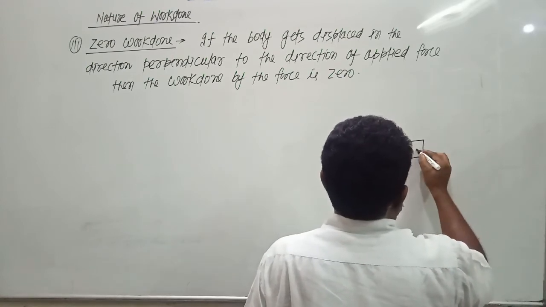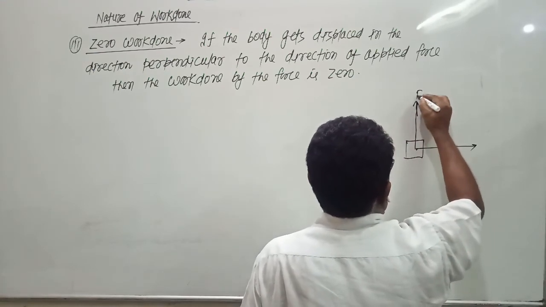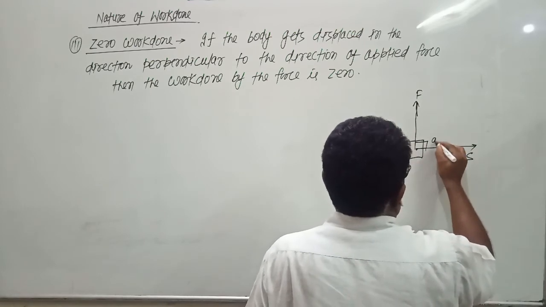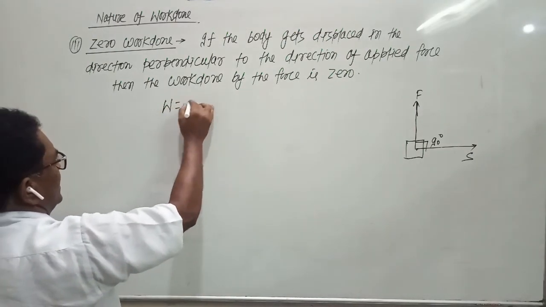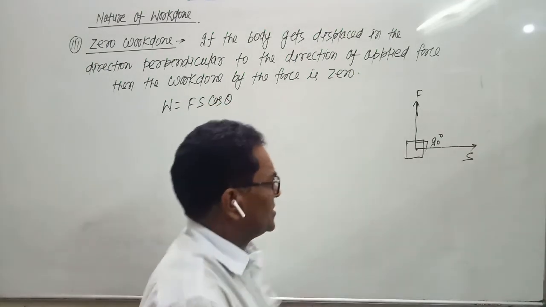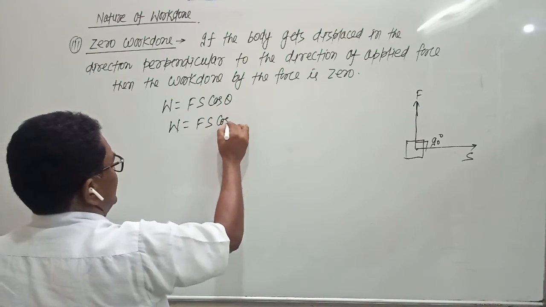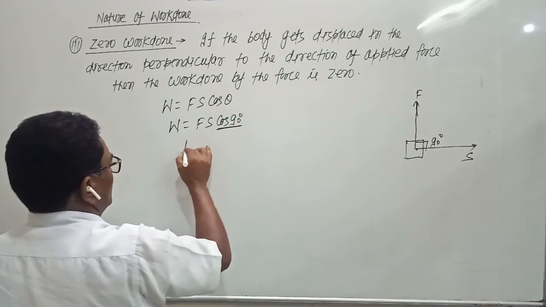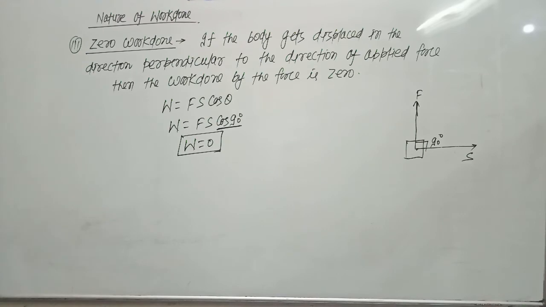Suppose there is a body and we applied a force. F is the force applied and S is the displacement. So the angle between F and S is 90 degrees. And we know the formula for work done, Fs cos theta, where theta is the angle between force and displacement. And since theta is 90 degrees, so work done will be Fs cos 90 degrees. And the value of cos 90 is 0. So work done will be 0. So if the body is displaced in the direction perpendicular to the direction of the applied force, then work done will be 0.